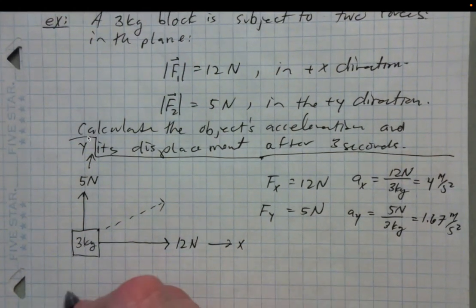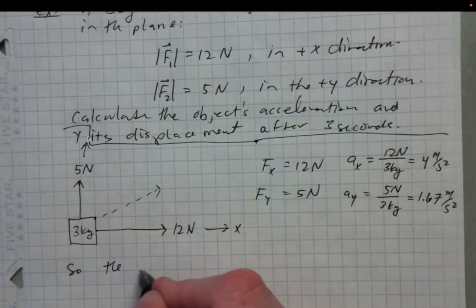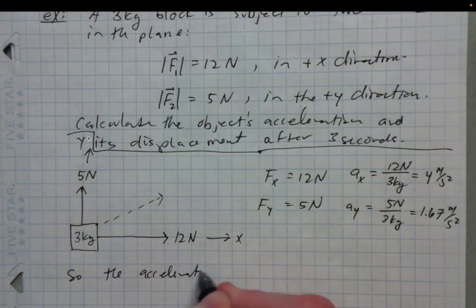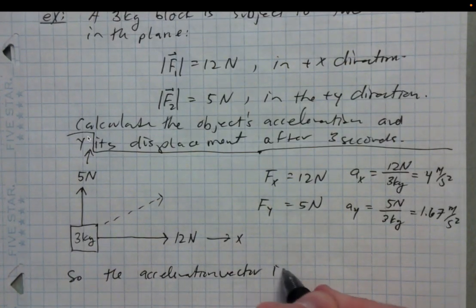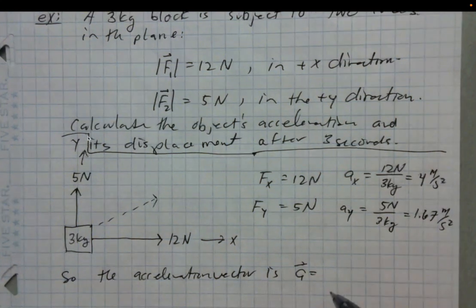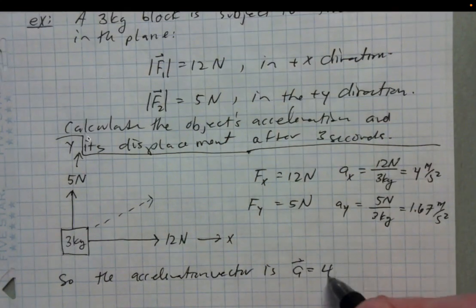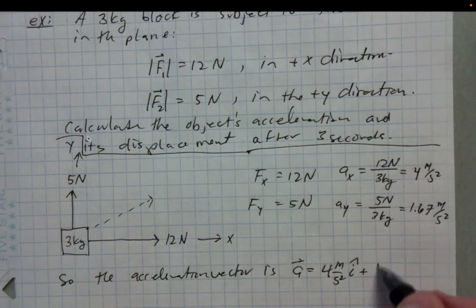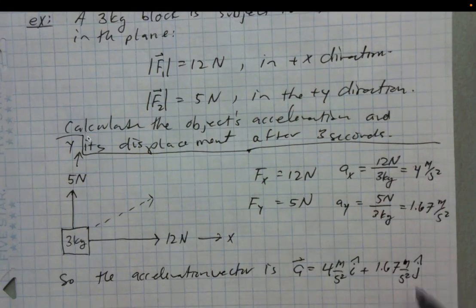Okay, and so the acceleration vector is this guy. It's going to be equal to 4 meters per second squared i hat plus 1.67 meters per second squared j hat. Okay, so that's the acceleration vector. And so from this we can derive both the magnitude of the acceleration and the direction.